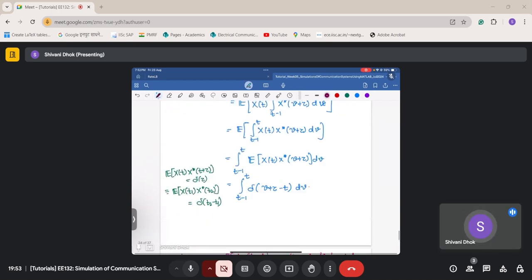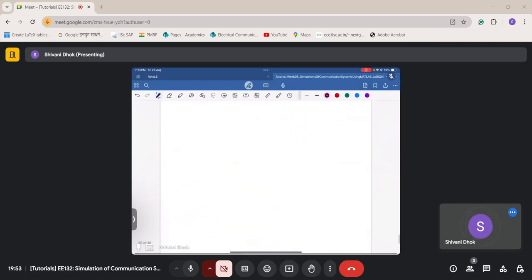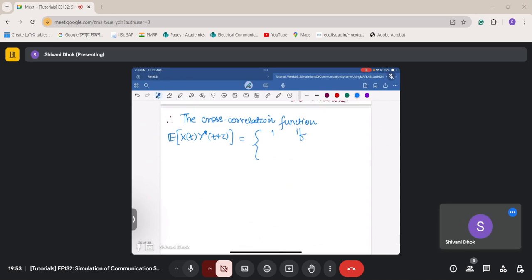Okay, so therefore this expectation thing that we are having, let me write it. Therefore the cross correlation function, that is expectation of x of t into y conjugate of t plus tau, is equal to 1 if tau belongs to 0 to 1, it is 0 otherwise. Is it clear? Any questions here?